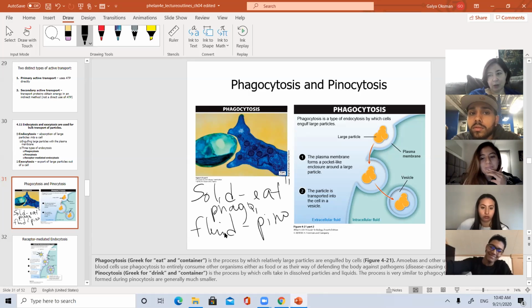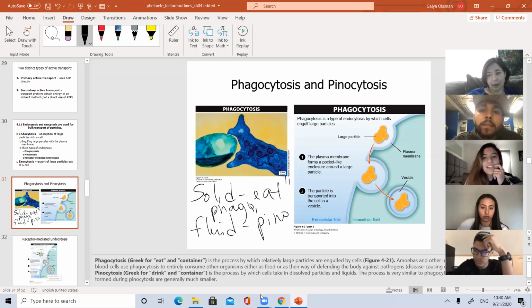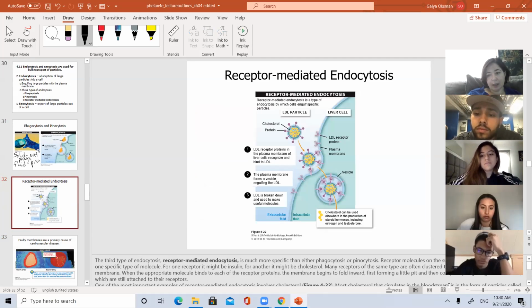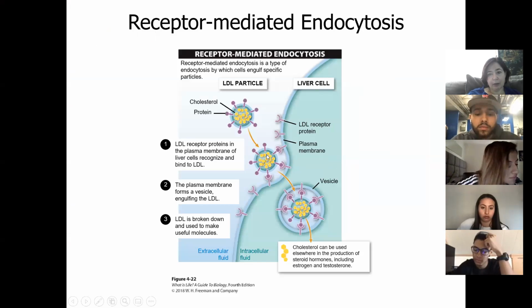Pinocytosis is drinking fluid. Your cells don't do that, but some organisms made of only one cell can do pinocytosis. Okay, and receptor-mediated is like, usually if there's a delivery, you see this cholesterol.